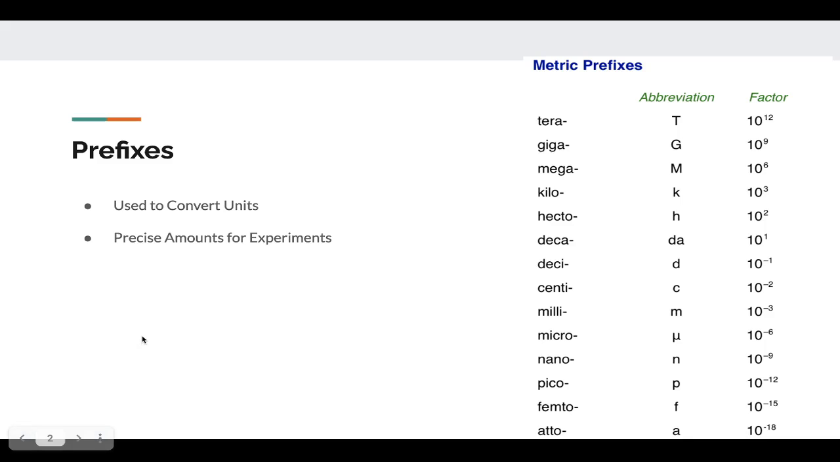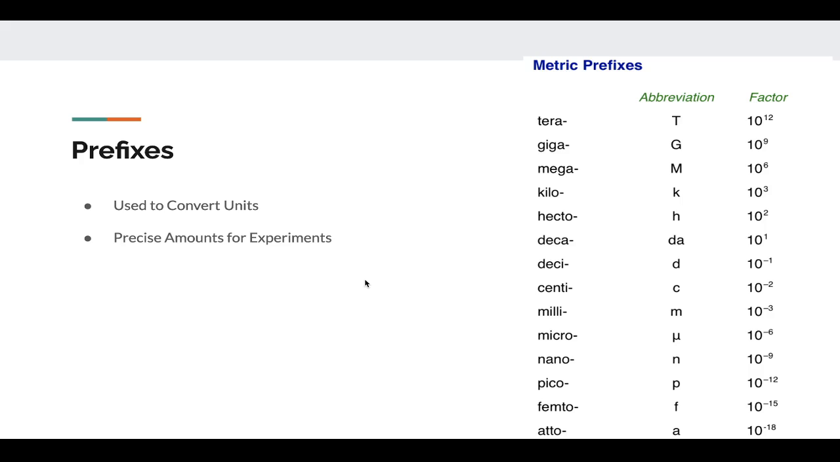Now, to begin with, there are always prefixes. In chemistry, there are many numbers that are big and small. Prefixes are used to represent these numbers in chemistry. The smallest number has the prefix pico, which is equivalent to 10 to the power of -9. The largest number has the prefix giga, which is equivalent to 10 to the power of 9.